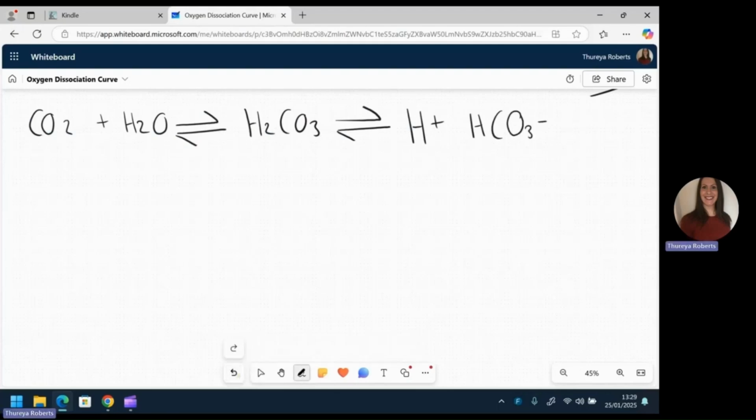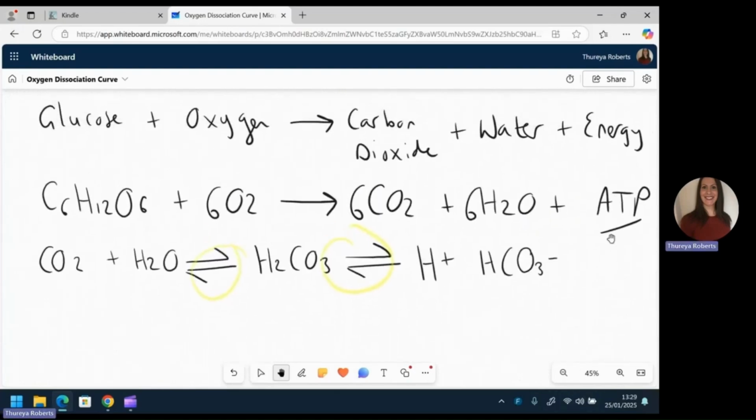This reaction is reversible, which you can see from the double arrows here, and that is important for maintaining pH balance in the blood. In general, hydrogen ions in solution lower the pH of any solution, so hydrogen ions in the blood are going to lower the pH of the blood.